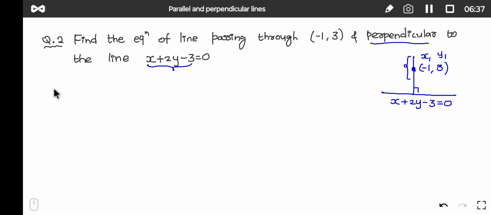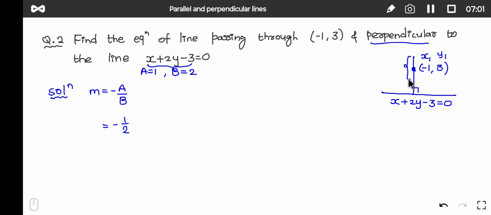So the first step, we will find out the slope of the given line. So let's say m is equal to minus a divided by b. So what is the value of a here? A is nothing but the coefficient of x, which is 1, and b is nothing but the coefficient of y, which is 2. So minus of a is 1 upon b is 2. So slope is minus 1 by 2.